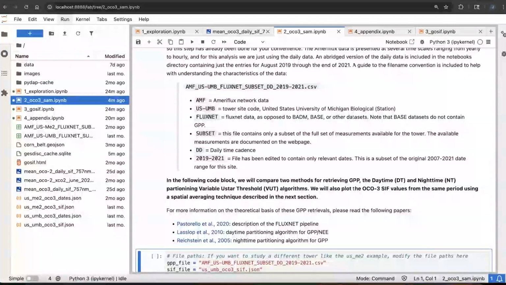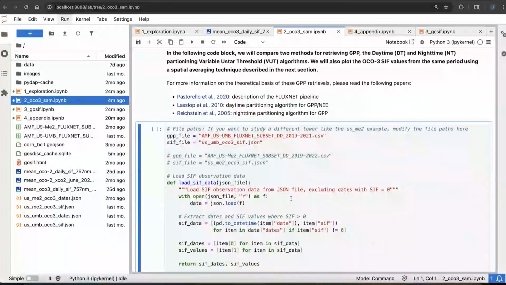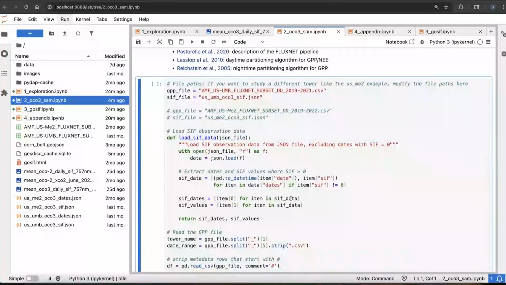So let's take a look at what we're actually going to be doing in this code block. We'll open the CSV with the GPP data and create a time series plot of its values. For comparison, we'll also plot the average SIF value from the area around the tower site, which has already been pre-processed in the JSON file that you can see down here in the included course materials.